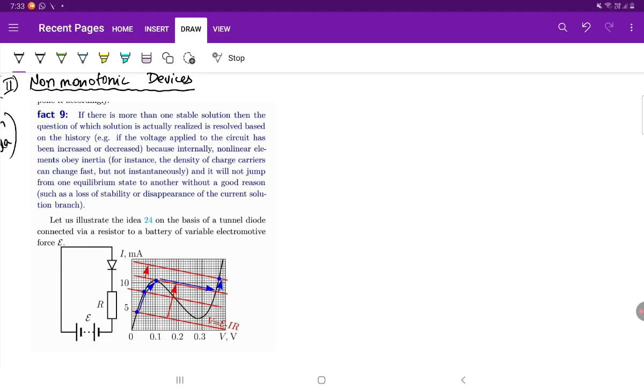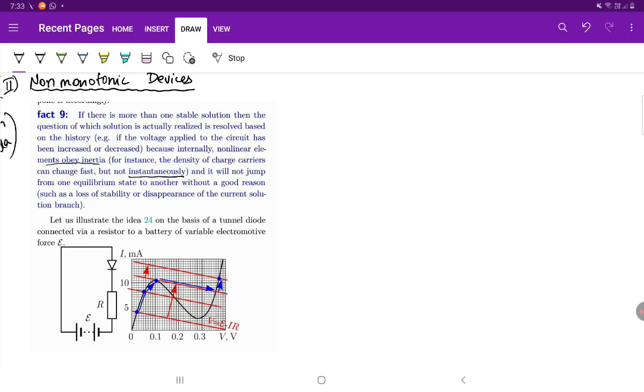Fact number 9 from the extract says that if there is more than one stable solution, then the question of which solution is actually realized is resolved based on the history, because internally nonlinear elements obey the law of inertia. For instance, the density of charge carriers can change fast but not instantaneously, and it will not jump from one equilibrium state to another without a good reason, such as loss of stability or disappearance of the current solution branch.